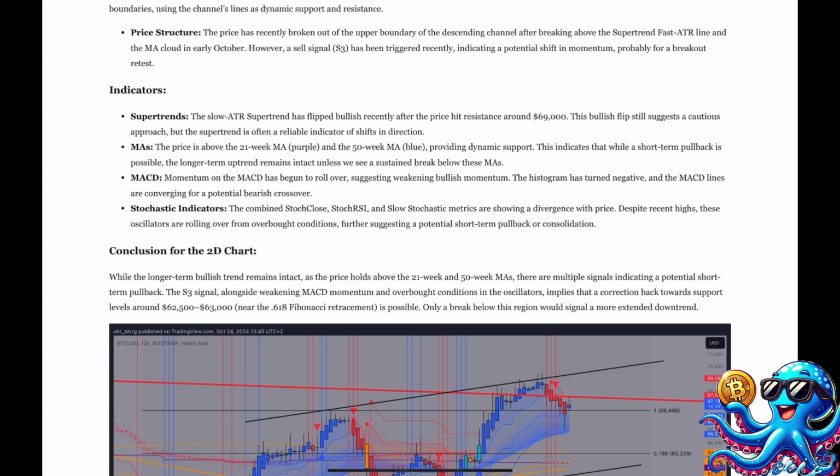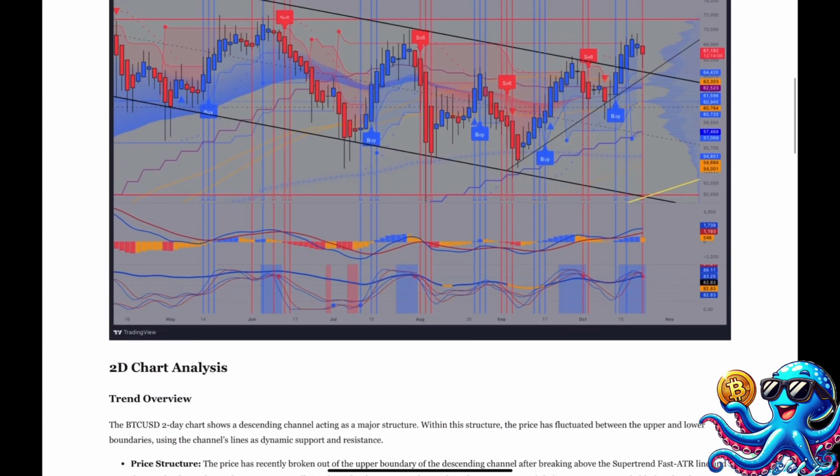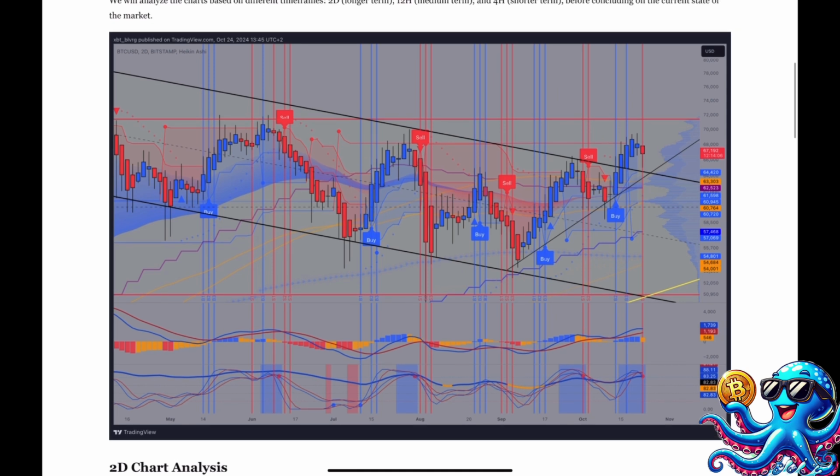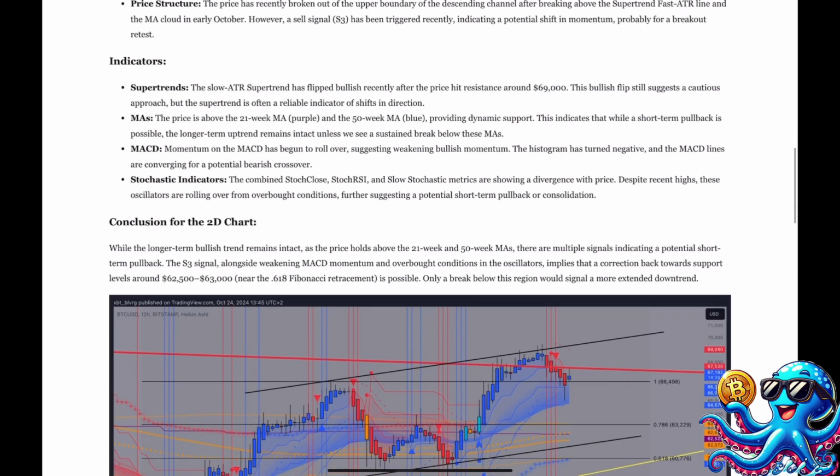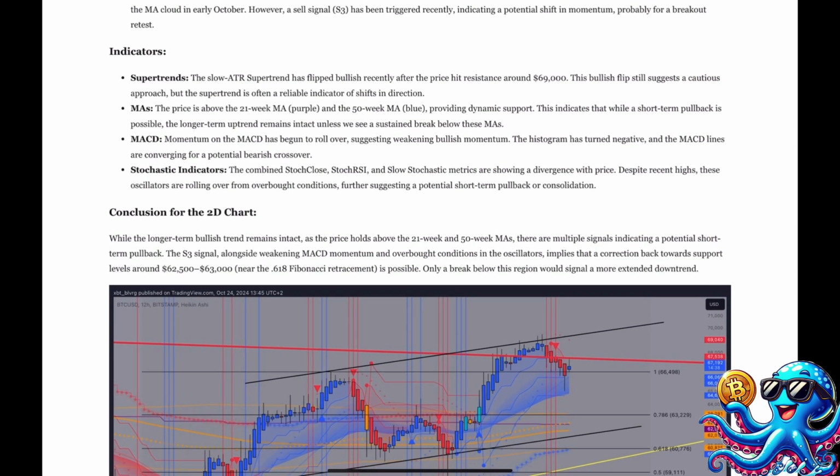MACD. Momentum on the MACD has begun to roll over, suggesting weakening bullish momentum. The histogram has turned negative, and the MACD lines are converging for a potential bearish crossover. Stochastic indicators. The combined Stoch close, Stoch RSI, and slow stochastic metrics are showing a divergence with price. Despite recent highs, these oscillators are rolling over from overbought conditions, further suggesting a potential short-term pullback or consolidation.